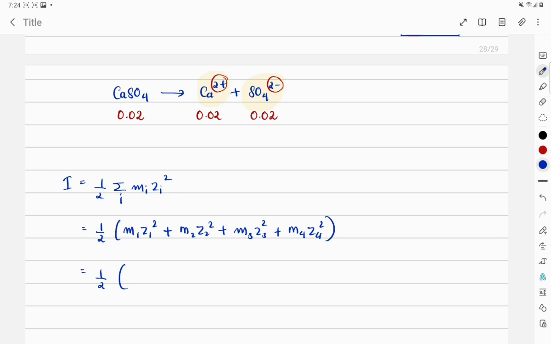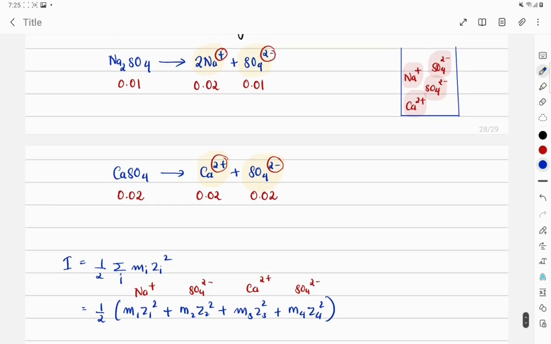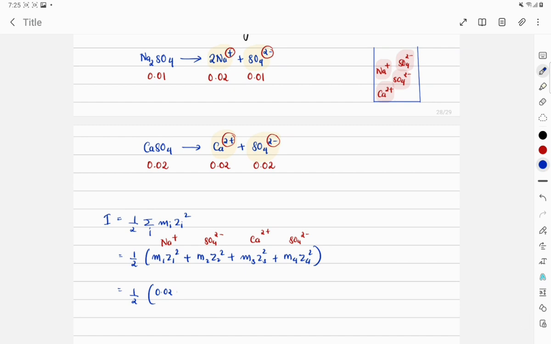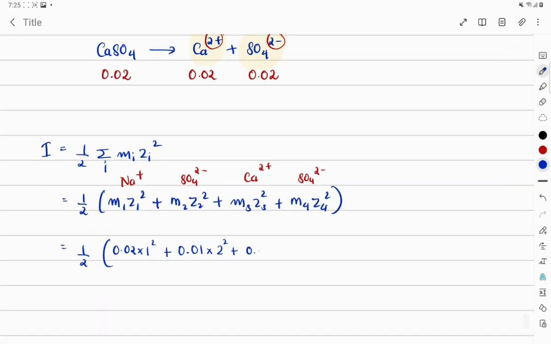Now let's substitute for each of these. The species are: this is for Na plus, this is for SO4 2 minus associated with the Na plus, this is for Ca2 plus, and this is for SO4 2 minus that came with Ca2 plus. So on substituting, M1 is 0.02 into Z1, there is only one charge, so 1 square, plus M2 is 0.01 for sulfate into Z square, charge is 2, so 2 square, plus M3 is for calcium, the concentration is 0.02 into charge 2 square, plus M4, again concentration is 0.02 into charge 2, so 2 square.